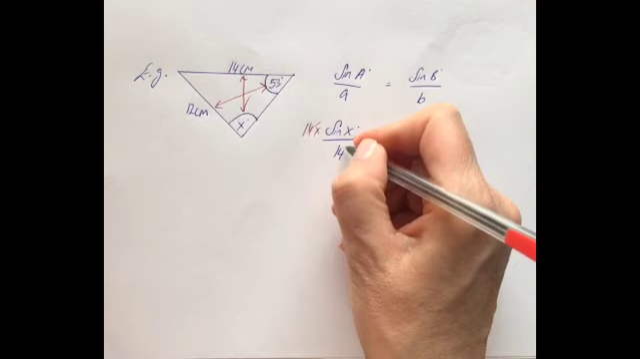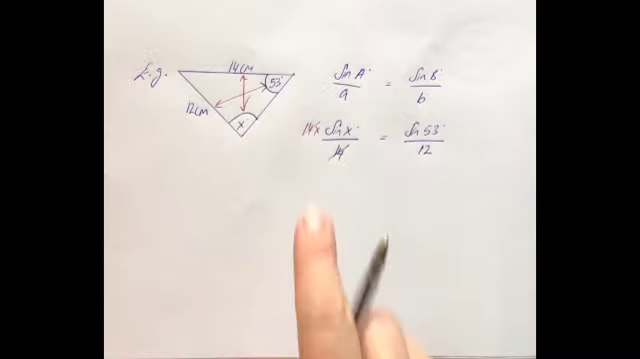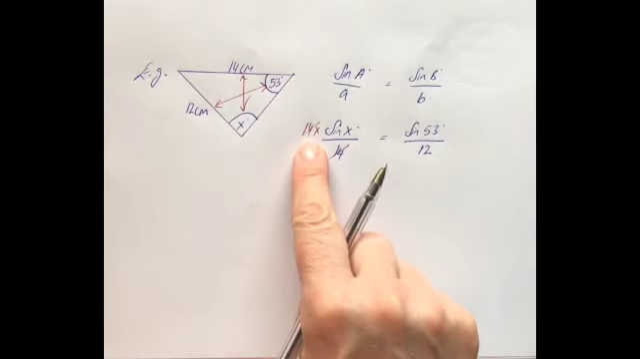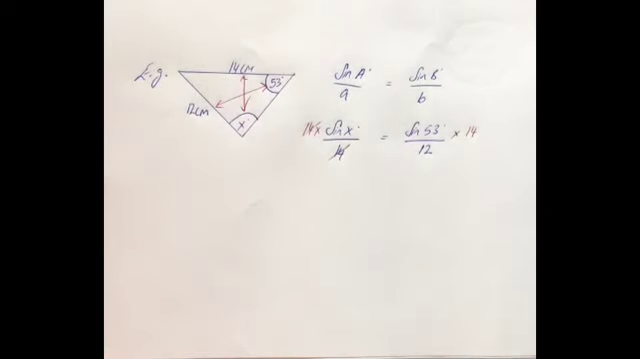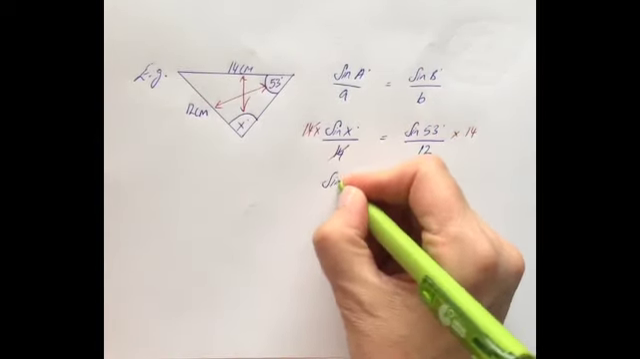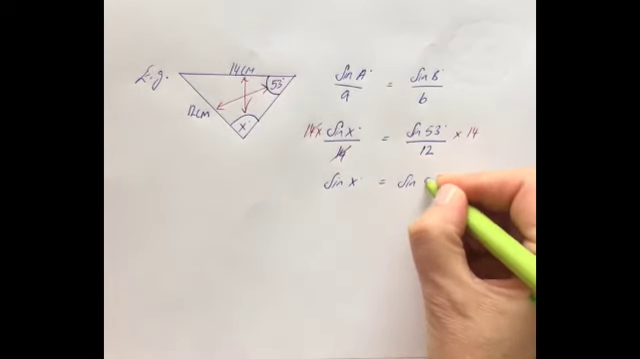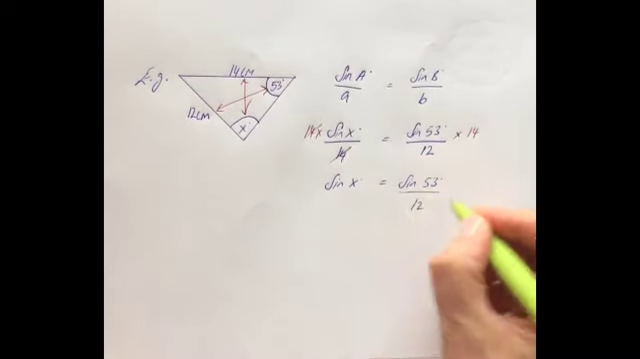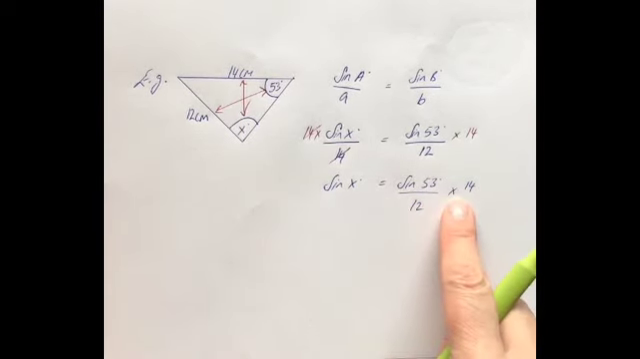Multiplying by 14 will cancel out with the divide by 14 or get rid of it, and that will give me sine x on its own, which is exactly what I want. But of course, if I multiply the left-hand side by 14, I've got to multiply the right-hand side by 14 as well. So on the left-hand side, I'm left with the sine x, as I said, which is what I want. And on the right-hand side, I'm left with sine 53 over 12 times 14. And this is what I'm going to do on the calculator.